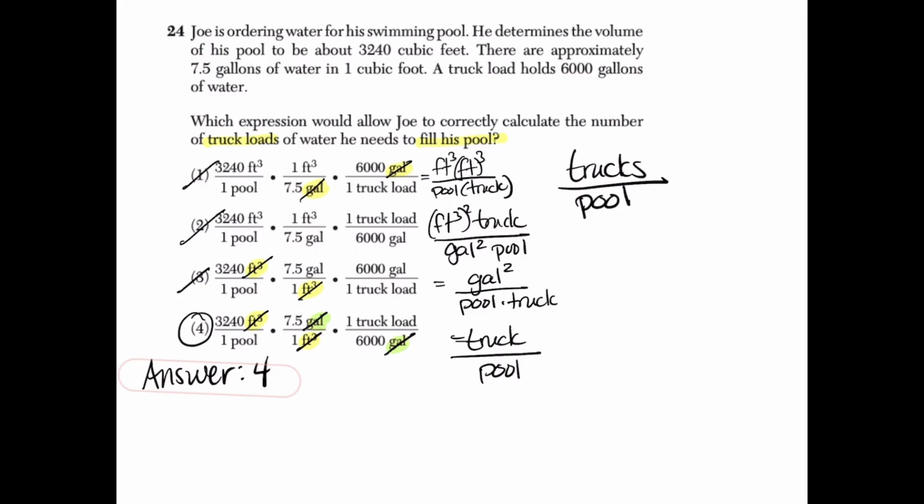And again, they're not asking you to solve it, so I don't really have to do 3,240 times 7.5 over 6,000. I don't have to do all that. They just want to know which expression would allow me to get that answer. And there you go. So that's what you're looking for in dimensional analysis. You're looking to see how we can simplify by finding units in the numerator and the denominator. Hit pause and jot this down into your notes, and we're going to move into the constructive response.